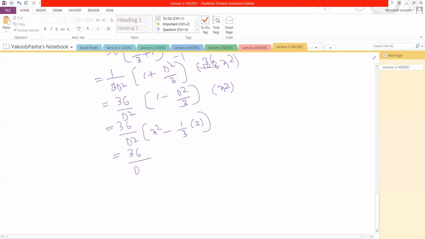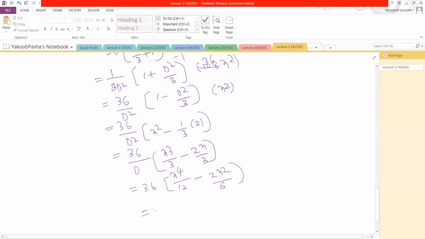1 by D square means 2 times integration. First time integration: x cube by 3 minus 2x by 3. Now again integrate, we will get x to the power of 4 by 12 minus 2x cube by 9. Okay. So this is equal to 2x square, sir, not x cube. Yes, okay. This is 2x square by 6.